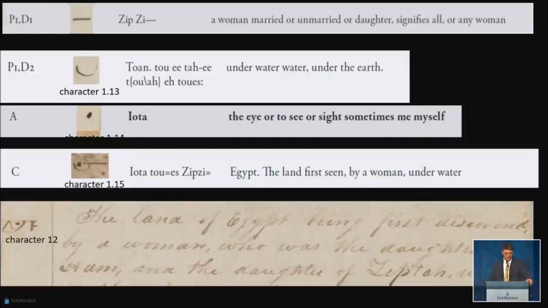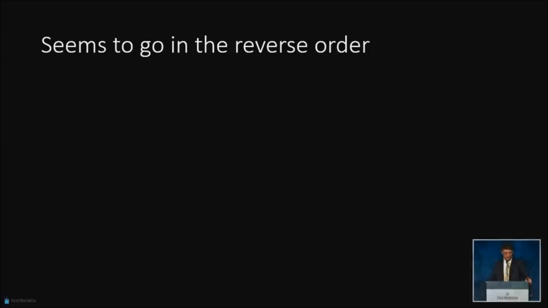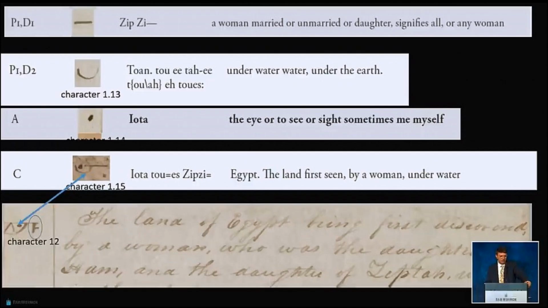And you can see that character here, where it says the land of Egypt being first discovered by a woman who was the daughter of Ham and the daughter of Zeptah, and so on and so on. So you can see the character matches are not perfect, but it's fairly decent there. And so this suggests that it goes in reverse order. What you have is a papyrus character that's all put together, but then when you dissect it, and then they re-put it back together, it gives us this translation. And so that seems to be coming from the papyrus and the translation first, and going in reverse order to the alphabet and grammar. Muhlestein's use of this character as evidence for the reverse translation theory is flawed.